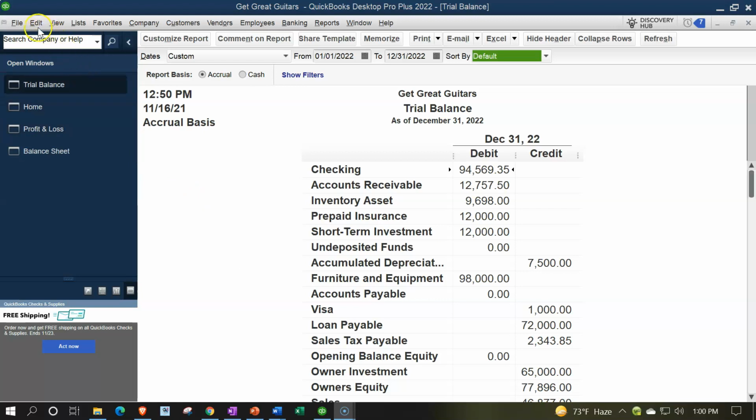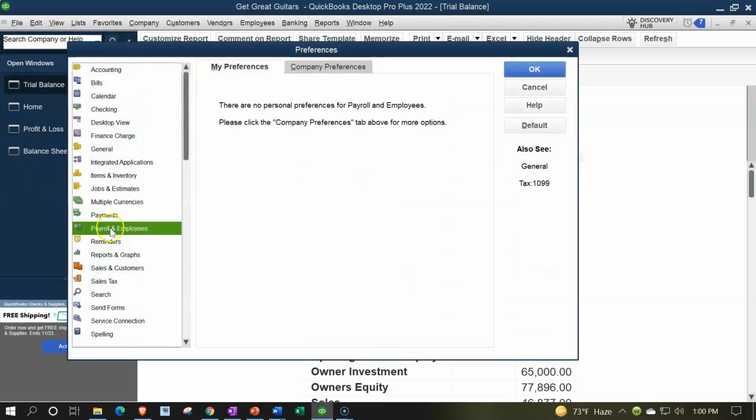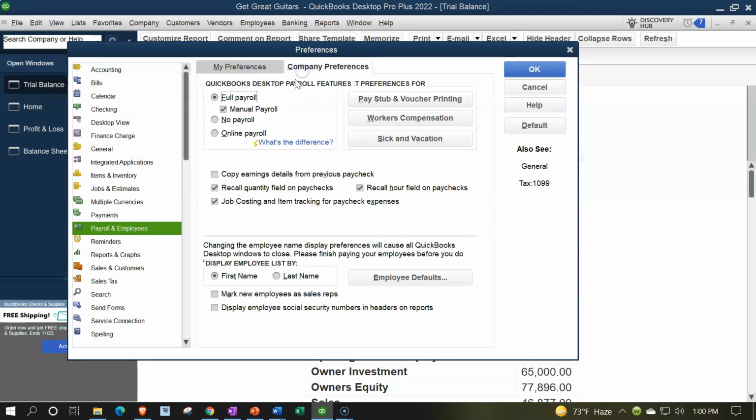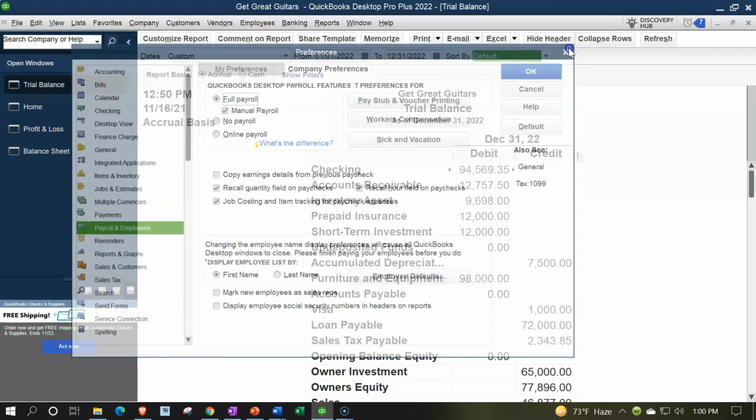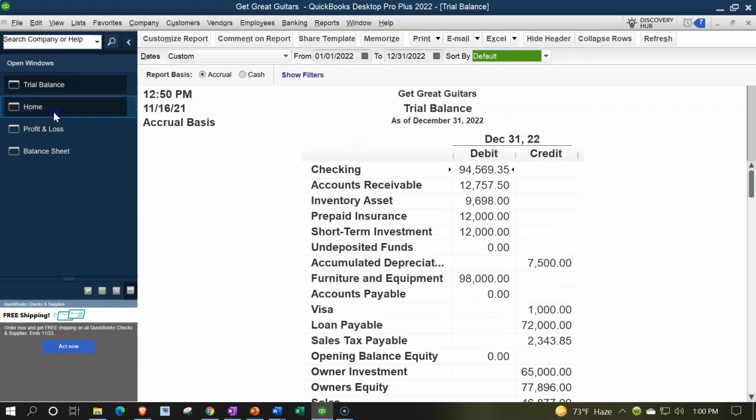Note to turn it on, you can go to the Edit dropdown. We go to the Preferences on down below. We're in the Payroll and Employees Company Preferences. We turned on the Manual Payroll, and so we're going to close that out. That's the free one. And then we're going to go to the home area.